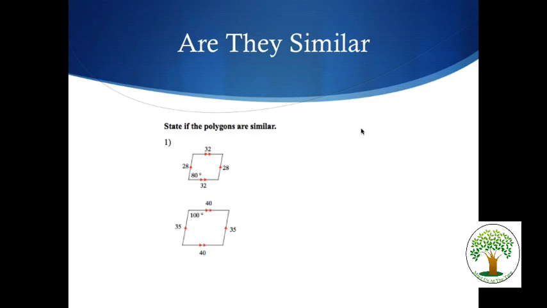Number 1, state if the polygons are similar. There are 2 criteria for being similar. First of all, they have to be the same shape. Are they the same shape? Yes. Both of those are parallelograms. Okay? Now, are the angles congruent?